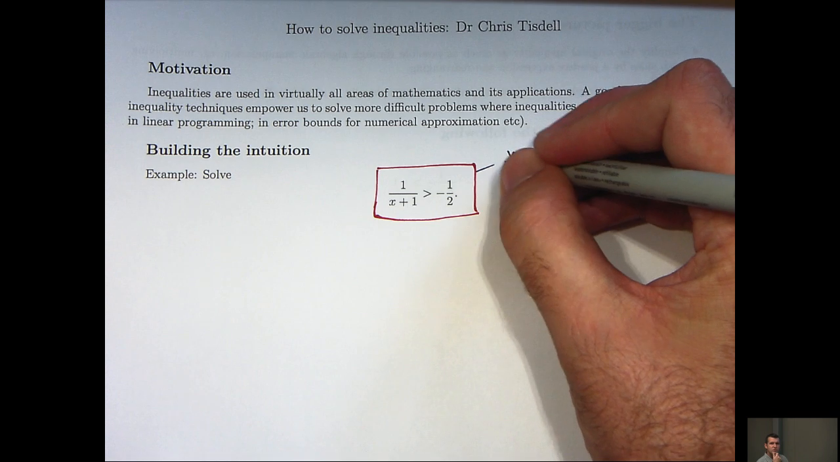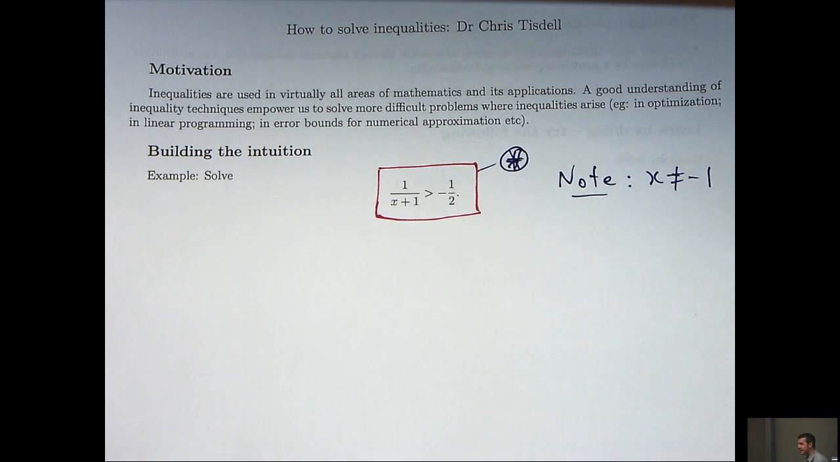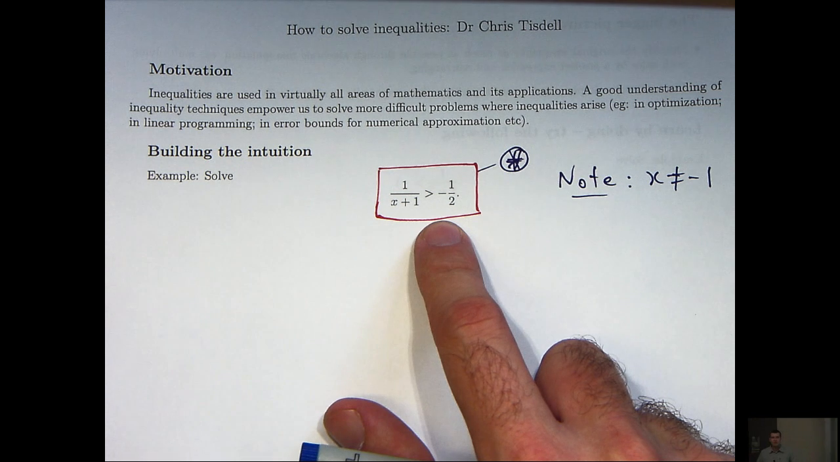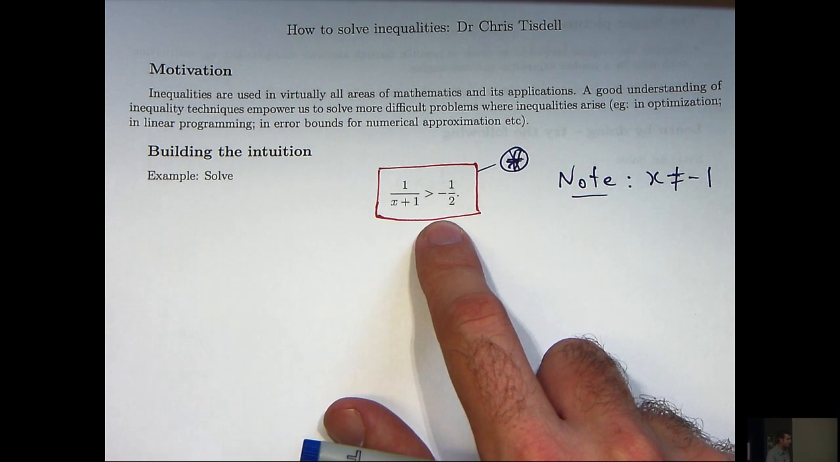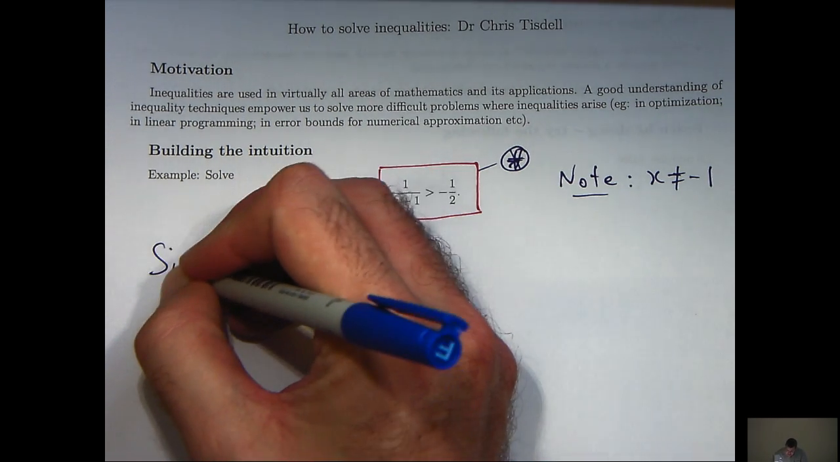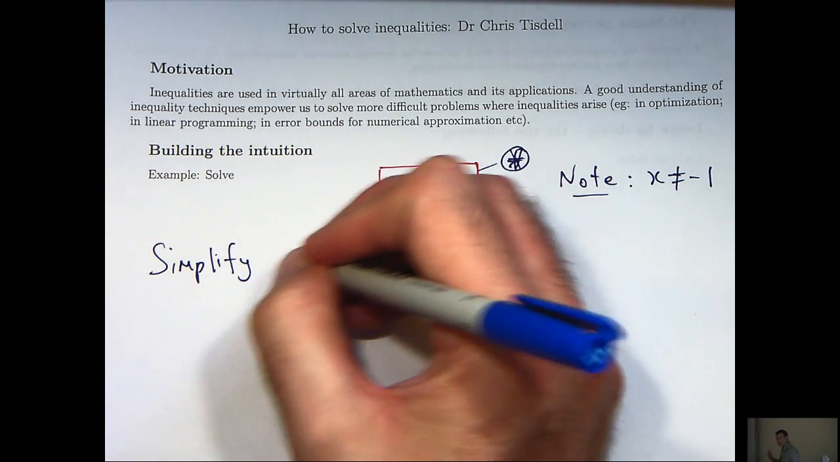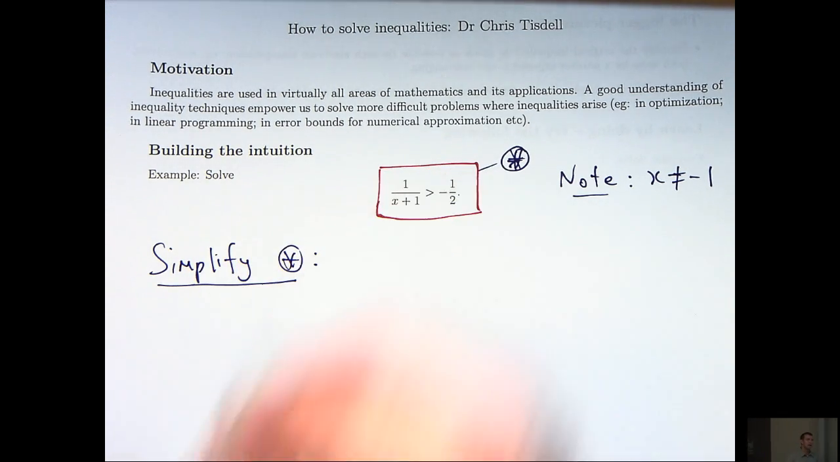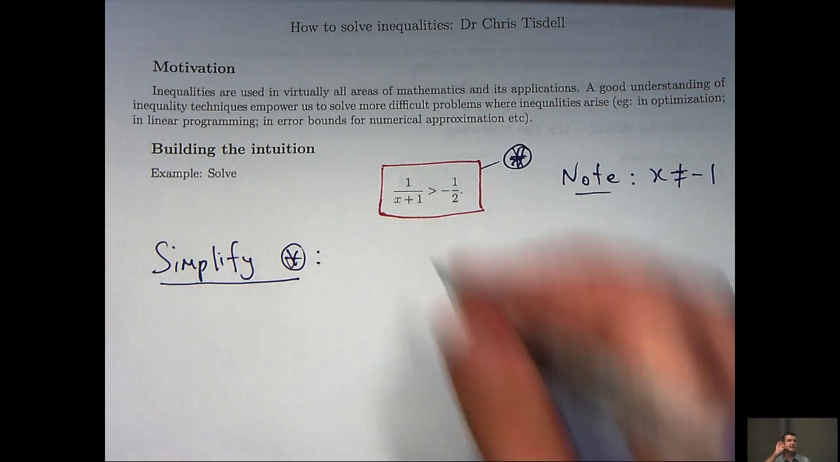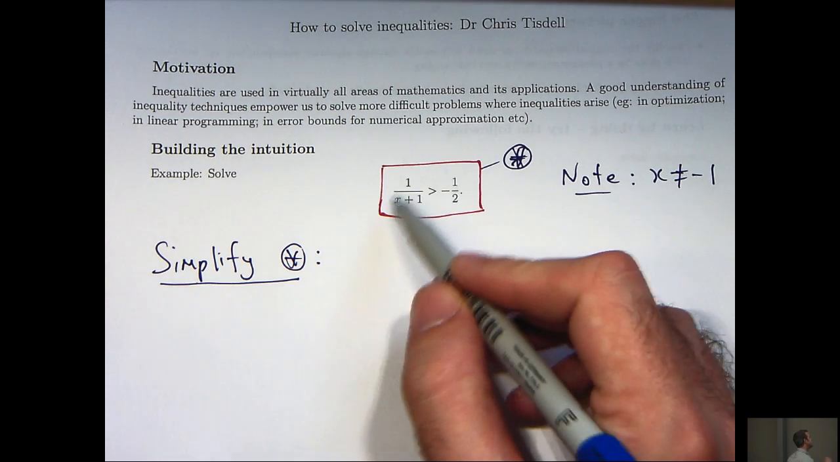Now, I'm going to label this inequality as star. Now, what we're going to do is a two-step process here. We're going to simplify star as much as possible through algebra and manipulate it, and then we're going to solve that simpler inequality. Okay, so we want to simplify our original problem as much as possible because it makes it easier. So to do that, we would like to get rid of that x plus 1.